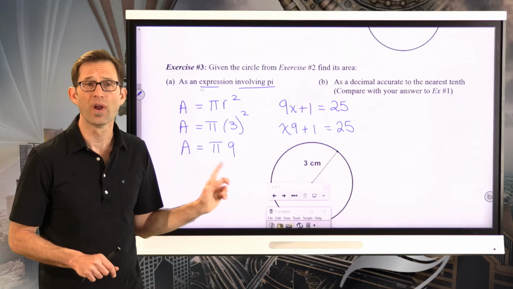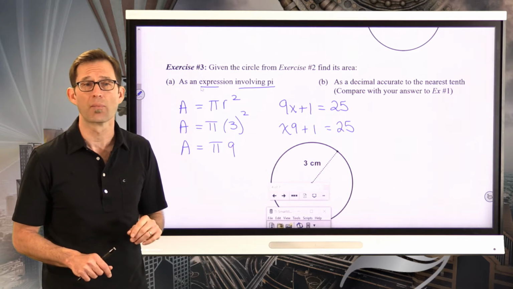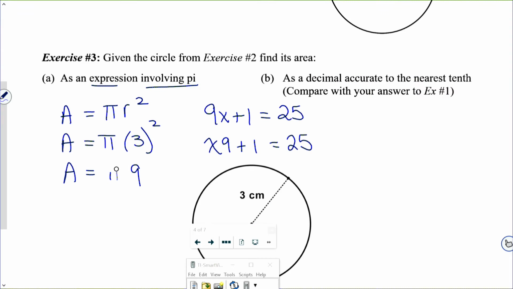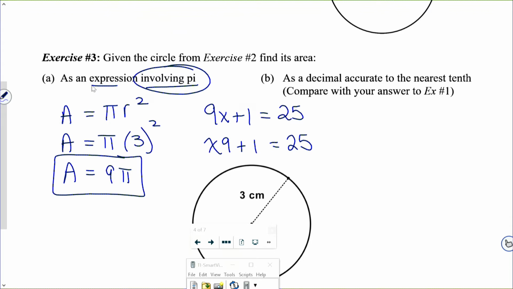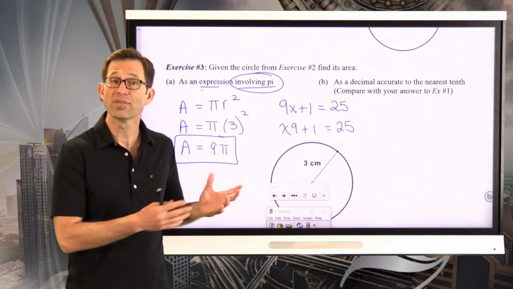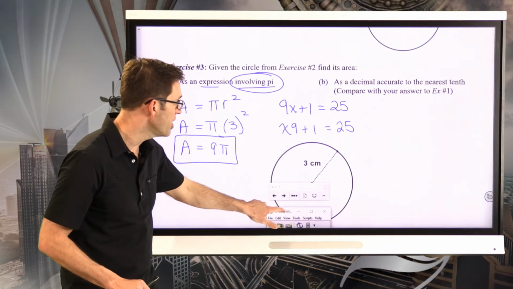Now, in this case, they're both numbers. Pi is a number and 9 is a number. But the convention is always to write it with the pi second. So you'll see me every time I write it out in terms of pi, involving pi, I will always have the radius squared first and then the pi second. Now, what does this actually predict our area to be?